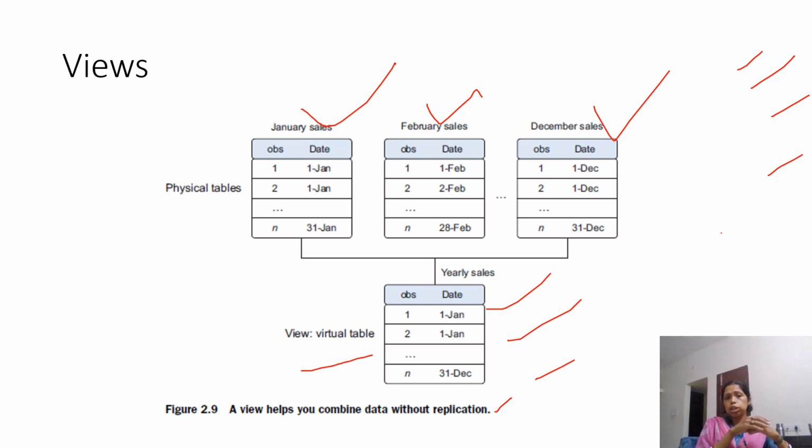In this virtual table, no data will be repeated. No replication should be there in the virtual table. This is about the view. View means you are not actually creating a table; you are just observing all the values in one table in a view format.